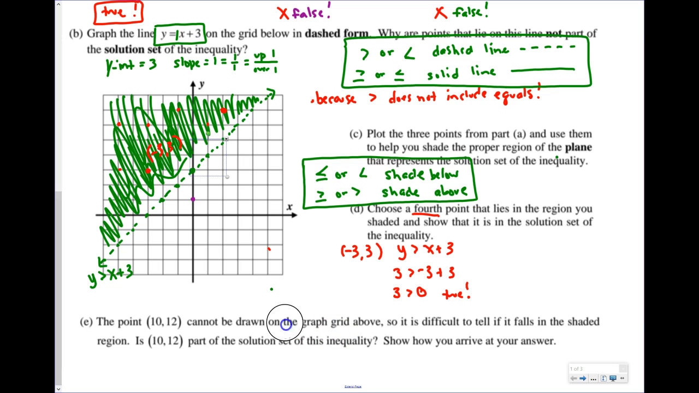So the last part of this exercise says the point (10, 12) cannot be drawn on the graph above, so it's difficult to tell if it falls in the shaded region. Is (10, 12) part of the solution set of this inequality? Like it said, I can't look at the graph, but what can I do if I can't look at the graph? What might I be able to do here? Well, I could plug this point into the equation. So there are two ways to always find out if something's part of the graph.